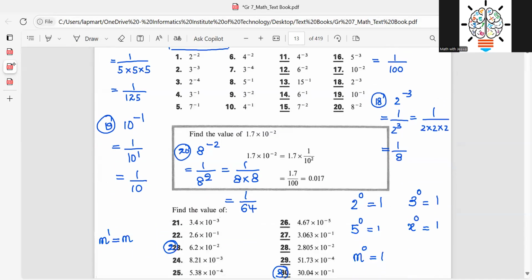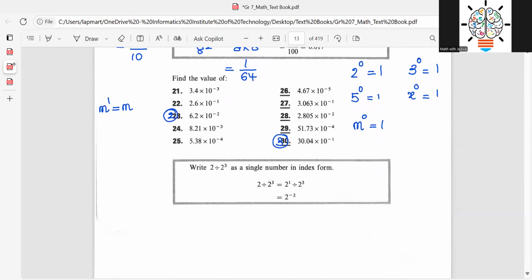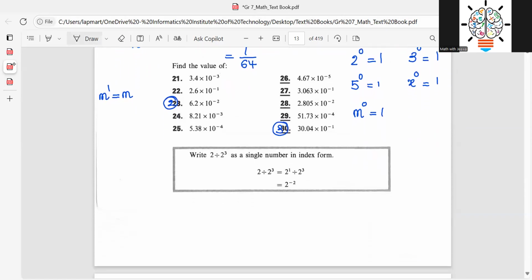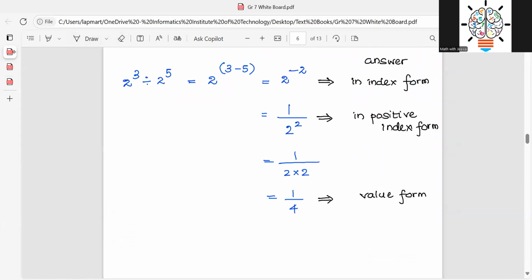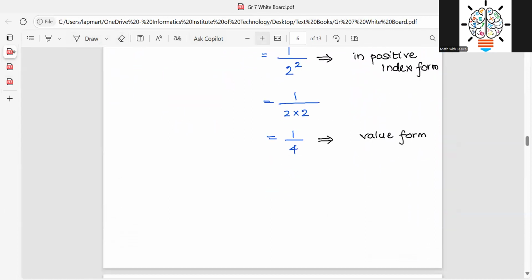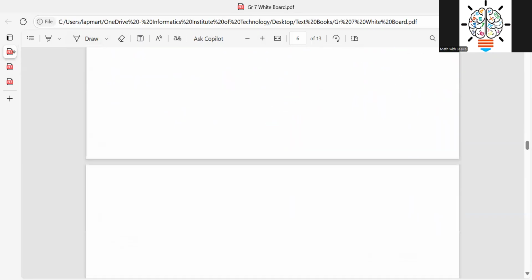So then we will move to question number 26 to 30. Those questions, I think it's better to do on my whiteboard because I need to have more space for that. So I'll go to the whiteboard.